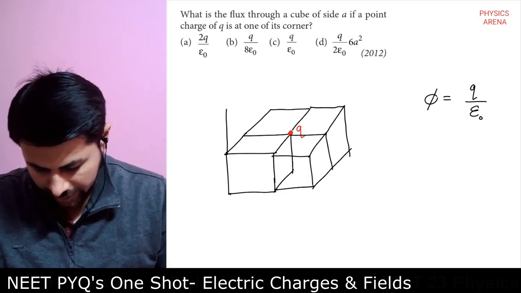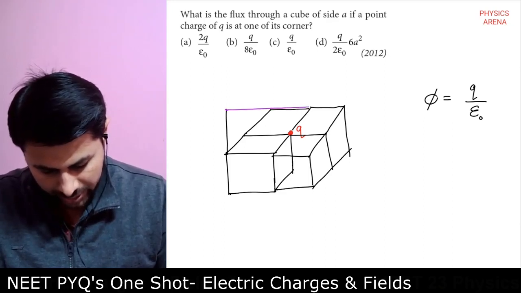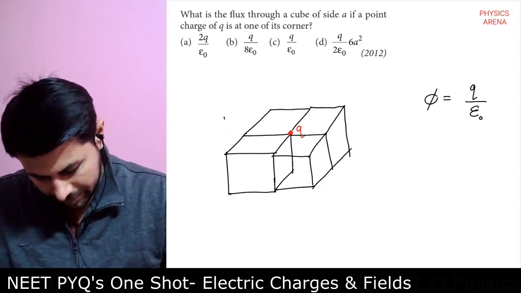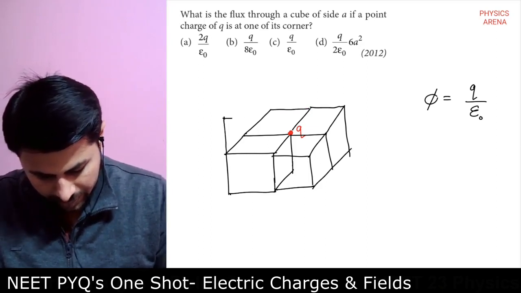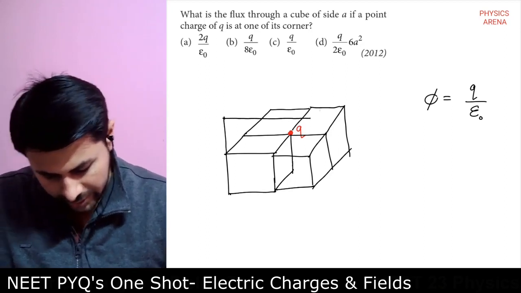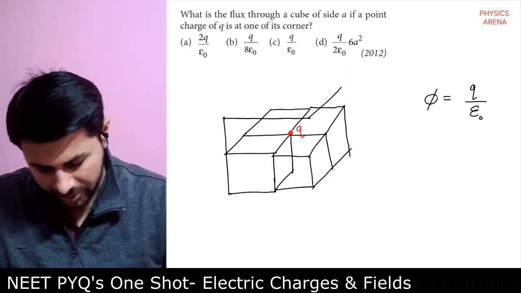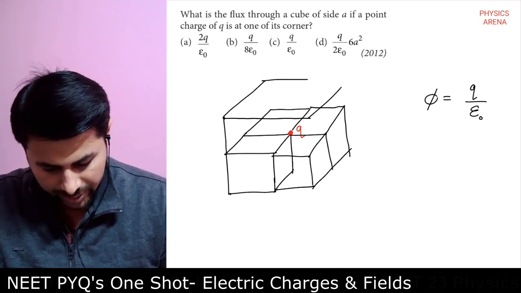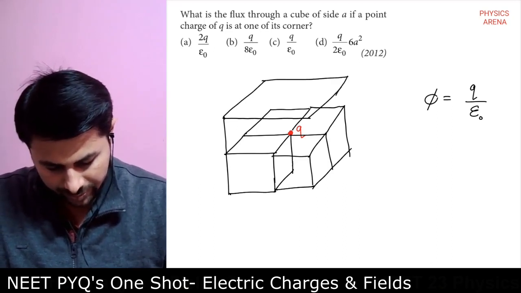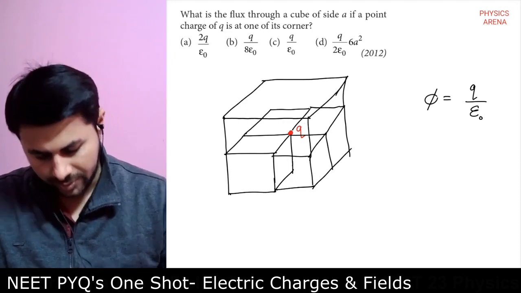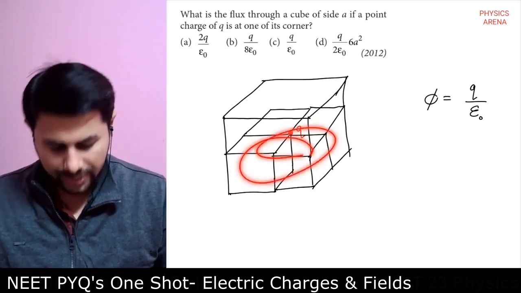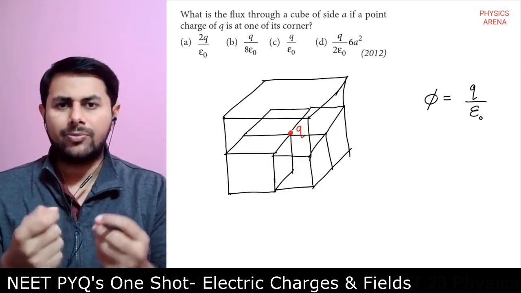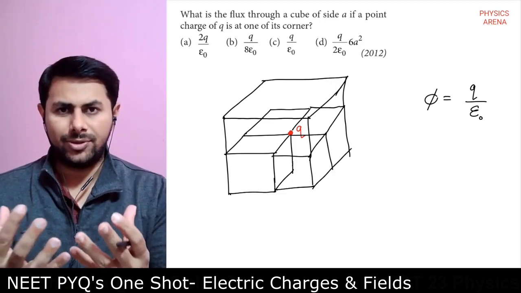Let me use some different color for this. I hope you can see this. If I keep 4 more cubes like this, the charge will get fully enclosed. Four cubes, and just like that 4 more cubes on top of that charge, it will get fully enclosed by these 8 cubes.